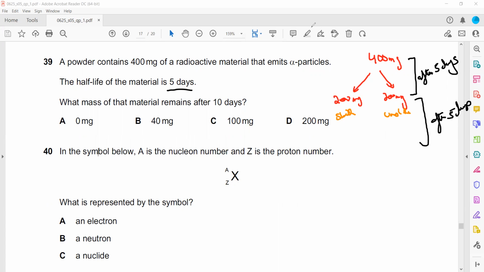So what is half of 200? Half of 200 is 100. So 100 milligram will be stable and 100 milligram will be unstable. This 100 milligram, which is unstable, will continue to emit radiation. So that was the question: what mass of the material remains after 10 days? Like, what mass of the material is radioactive after 10 days? So we have 100 milligram that will be unstable.